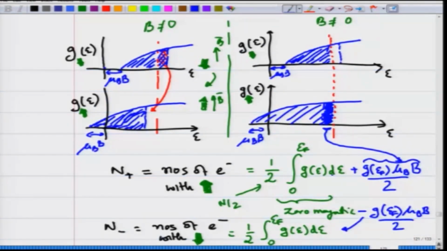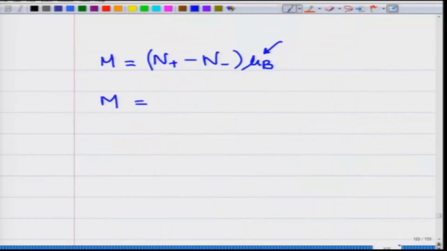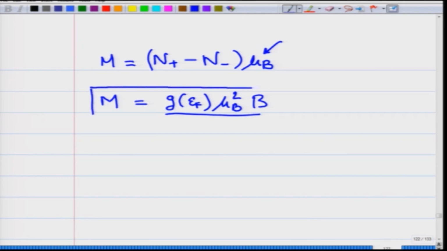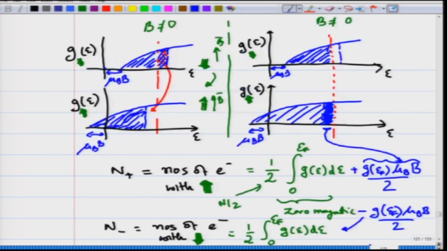This is nothing else but n by 2 for both the electrons, and this will give you the density of states at the Fermi energy into mu B square B. This is your total magnetization, the net magnetization, and the net magnetization contribution is coming from these electrons which had higher energy de-exciting and coming to this lower energy state, which is associated with the moments flipping.